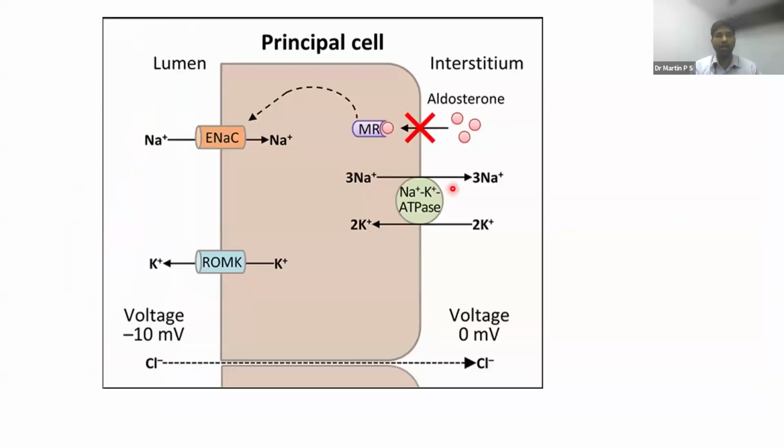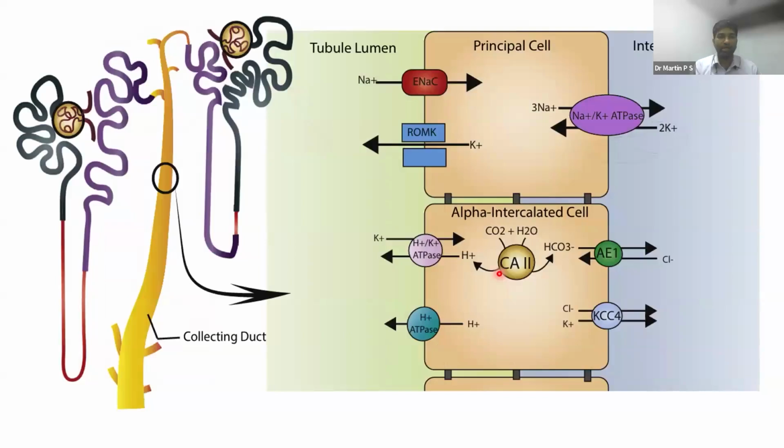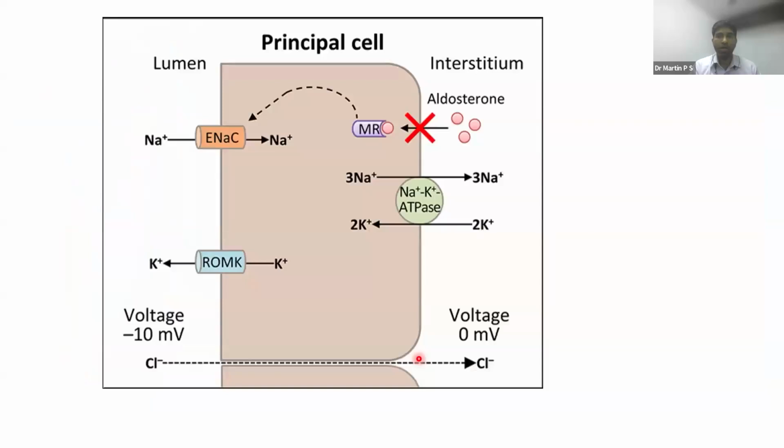In type 4 RTA, either the aldosterone which has to be released is very low, or even if the aldosterone is high, there is decreased sensitivity of the mineralocorticoid receptor to aldosterone. This leads to decreased functioning of the epithelial sodium channel, decreased functioning of the ROMK channels, and in the same way, decreased functioning of the hydrogen ATPase, causing normal anion gap metabolic acidosis with hyperkalemia.